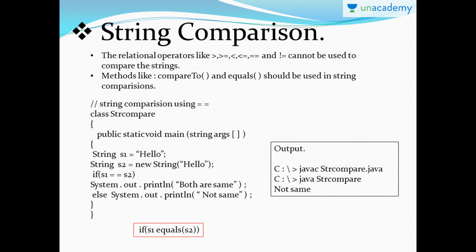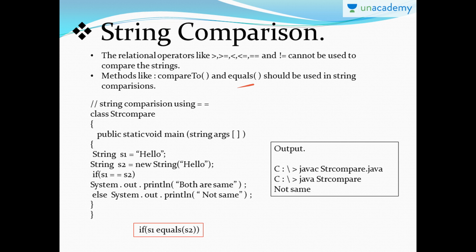Okay, string comparisons. The relational operators that we saw previously, greater than, less than or equal to, greater than or equal to, not equal to, all these can be used only on integer, float or double types of data, but they cannot be applied on strings. That is the reason why we use methods like compareTo and equals for performing comparisons on strings. The first method is used for comparing two strings and deciding which one is bigger or lesser. The second is used to decide if both the strings are equal or not.